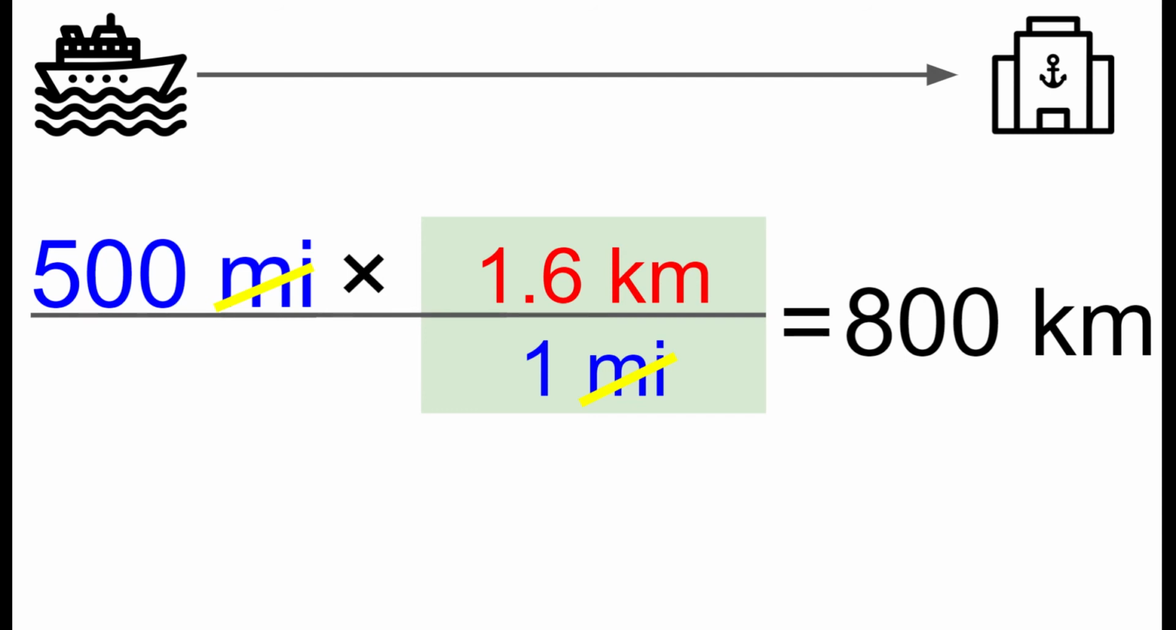Notice that mi is in the numerator and mi is in the denominator, so it cancels. Mi will not appear in the answer. Km is the only unit that remains, so our answer will be in km. Going back to our example, the ship traveled 800 kilometers, which is the same as 500 miles.